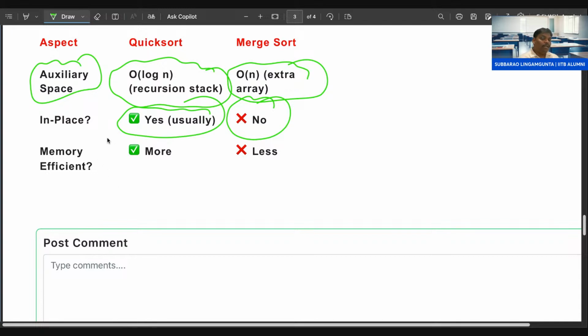From the memory efficiency point of view, merge sort is less efficient and quick sort is more efficient.